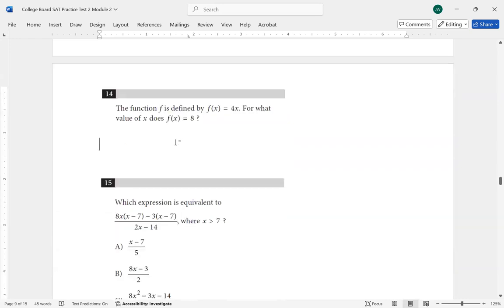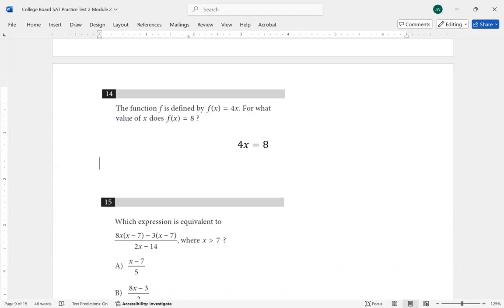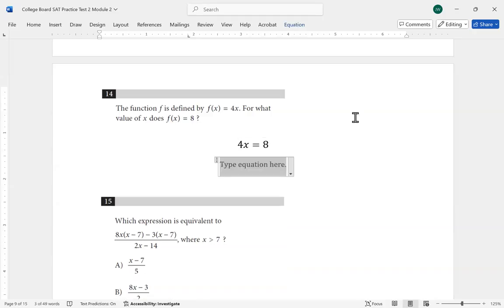Question 14 says, the function f is defined by f of x is equal to 4x. For what value of x does f of x equal 8? Now you could try and plug in values. You could also use your graphing calculator. But basically what we're saying is the output of 4x has to be equal to 8. For what value of x does that happen? You can figure this out by dividing both sides by 4. So when you divide both sides by 4, you get x equals 2. And that's the final answer. 2 is the value of x for which f of x is equal to 8.